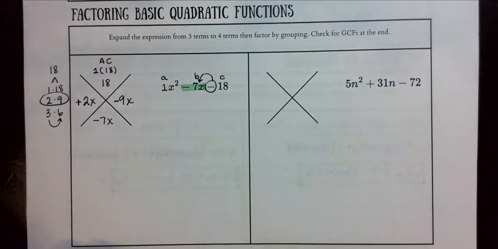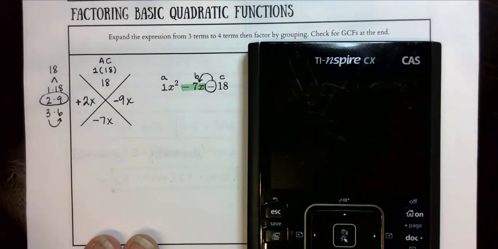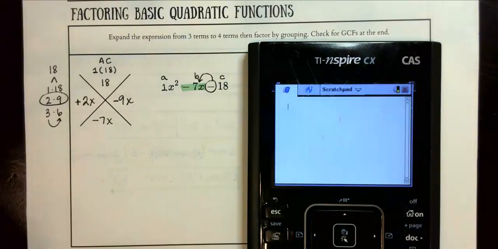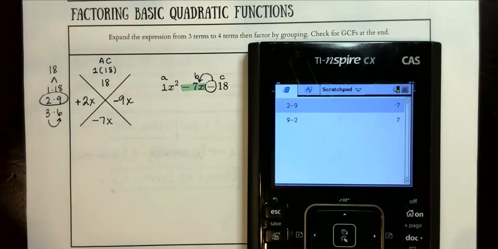Now, if that doesn't seem right, you can use your calculator to check it. So if I go here and I say 2 minus 9, it does give me a negative 7. Say, for example, you switch them and you do 9 minus 2. Notice it gives us a 7, but we don't need a positive 7. We need a negative 7. So the only way that's going to work is if the 9 is negative, the 2 is positive.